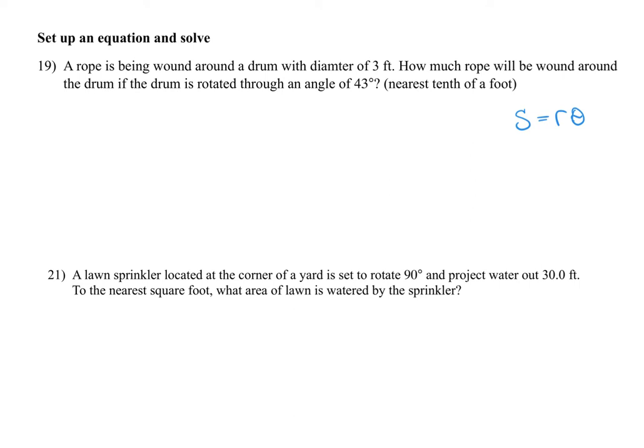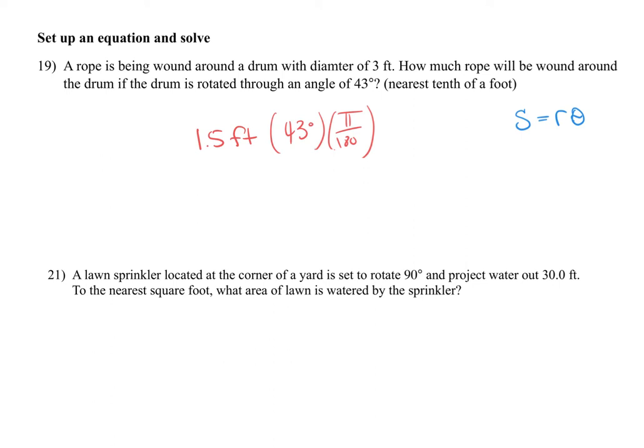What is my radius? 3. Hey, pay attention to what you've been given, all right? They gave me an angle. That is going to help me get my theta, right? My theta is going to be that 43 degrees times pi over 180. That's how much rope would be wound around the drum, right? Does that make sense? You're looking for the portion of the circle that got covered by the rope. That is the arc length. That's all they're saying there.